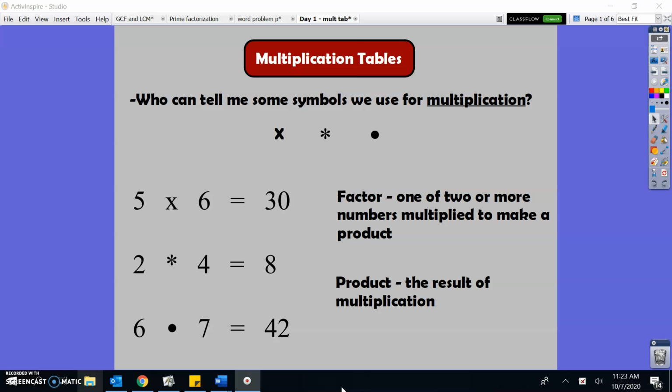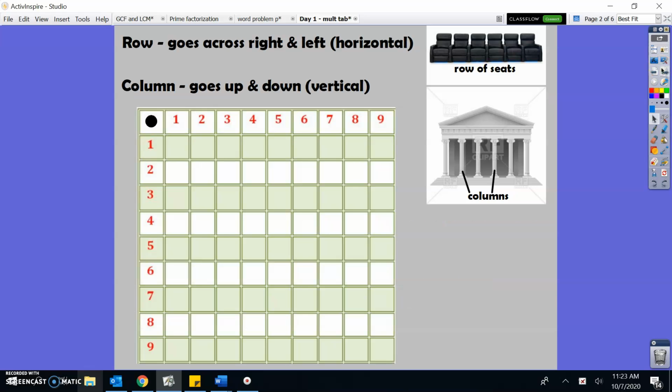So anyways, that's a little bit of an introduction to our lesson for today, which we're talking about factor puzzles. So before we talk about factor puzzles, we need to understand the two words rows and columns. So you may have seen something like this before called a multiplication chart. And normally all of these squares are filled in with numbers.